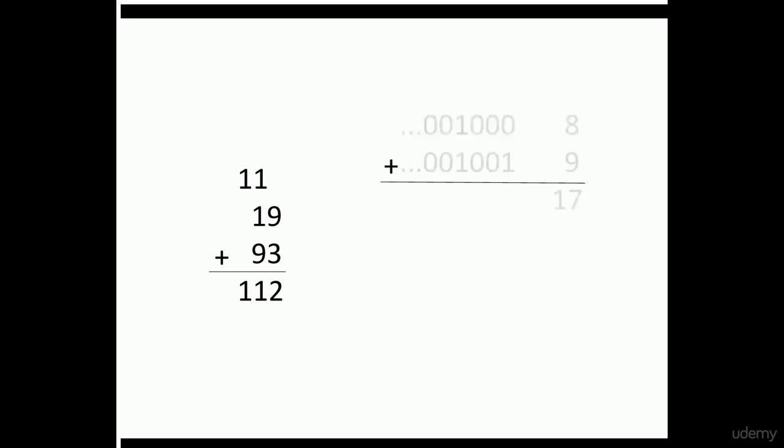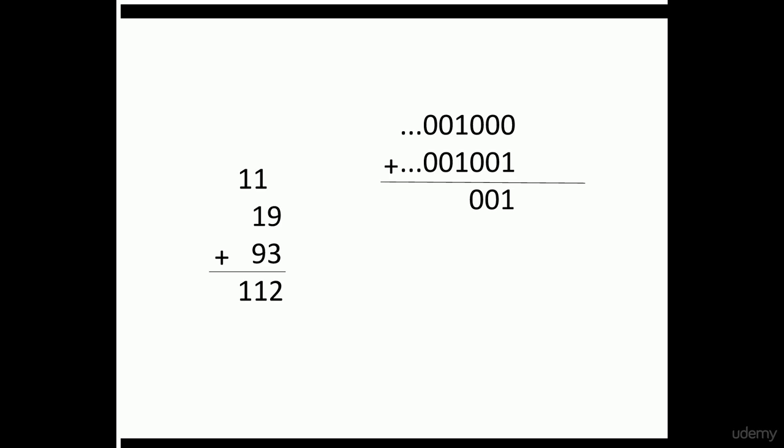Let's look at 8 plus 9. 8 plus 9 is 17. But how do we get that answer in binary? Let's do this the same way we added 19 and 93. The first column is 0 and 1. When you add those two columns together, the answer is 1. The next column is 0 plus 0, or 0. The next column, also 0 plus 0, or 0.